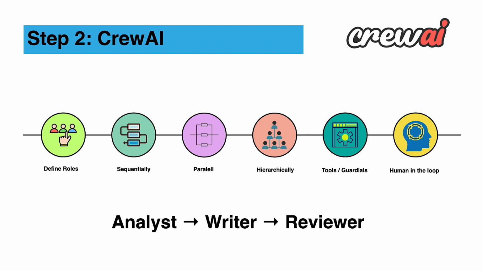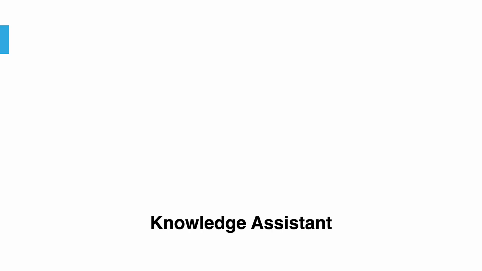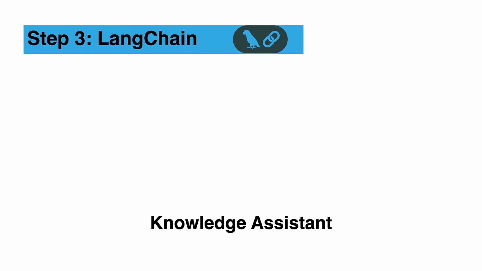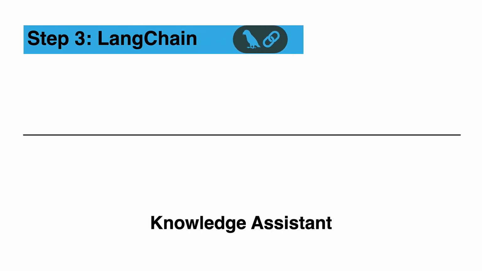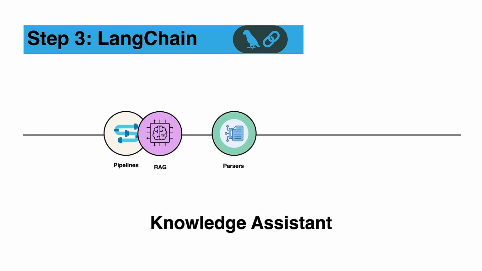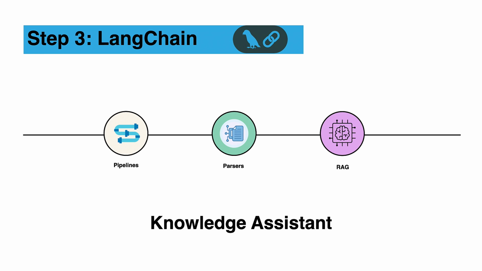Then, after learning the crews, we continue to the next step, where we learn chains and RAG. LangChain gives you pipelines, output parsers for reliability, and RAG for actual answers. You can build a knowledge assistant that cites sources and passes a small golden set of tests. So to be able to do this, you need to learn LangChain. Then we continue to the fourth step.